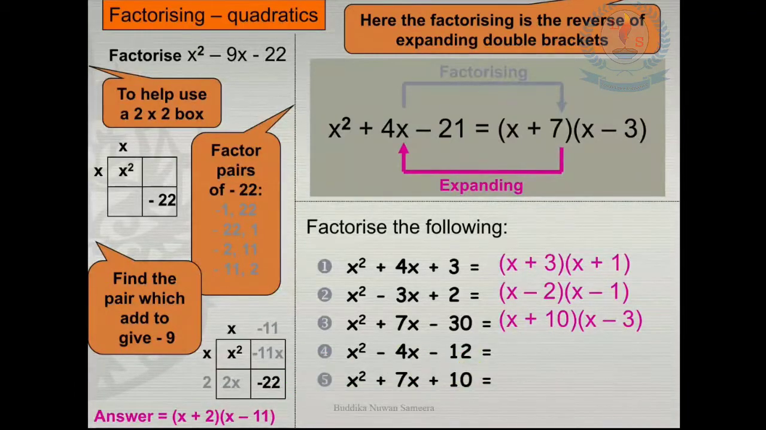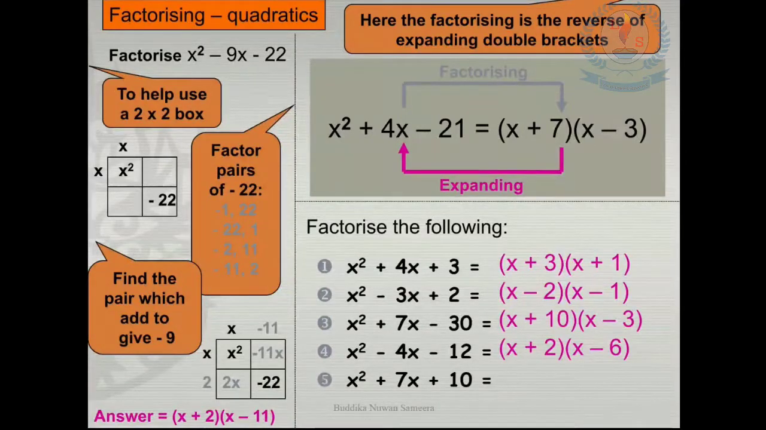Fourth one, we need to make minus 4 from minus 12. We know that 6 times 2 is 12. So to make minus 4, we can take minus 6 times plus 2. When you multiply minus 6 and plus 2, minus 12 is coming. And the other thing is, when you add minus 6 and plus 2, minus 4 is coming. So the factors are x plus 2 and x minus 6.